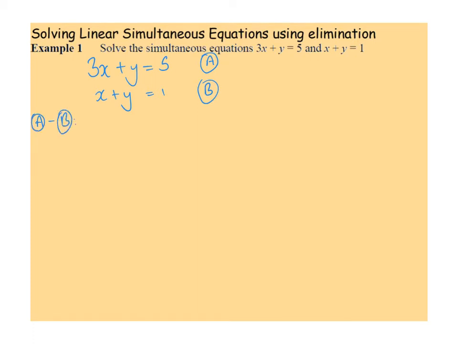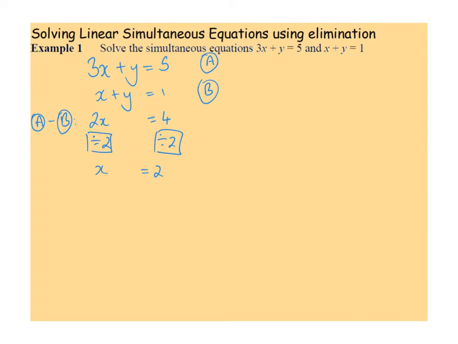And if I do A subtract B, then I'm doing 3x subtract x. 3x subtract x is 2x. Then I'll move on to the next bit, that's positive y subtract positive y, which is 0. And then 5 subtract 1, which is 4. And this equation is an equation that only has x in it, and is pretty simple to solve. We can get x on its own by dividing both sides by 2. And you get x = 2.